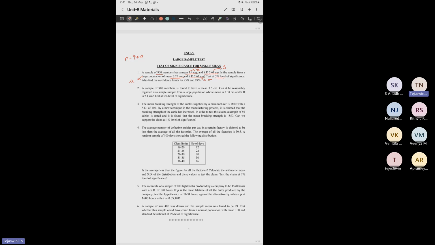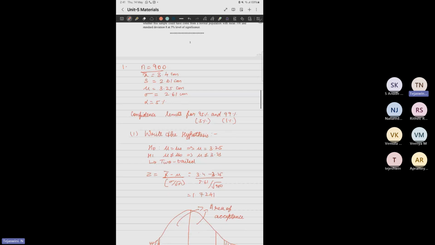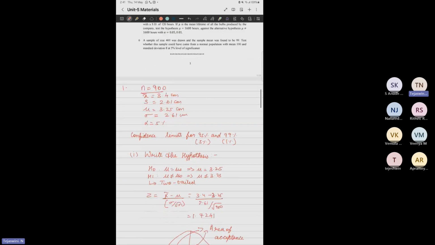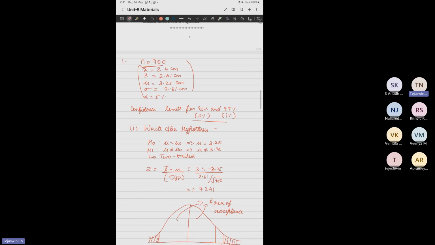We have to test at 5% level of significance, and then we have to find the confidence limit for 95% and 99%. That is, 95% means alpha is equal to 5%, and 99% means alpha is equal to 1%. So I have written the parameters given over here. From this, we have to find the confidence limits, and then we have to test the hypothesis at 5%.